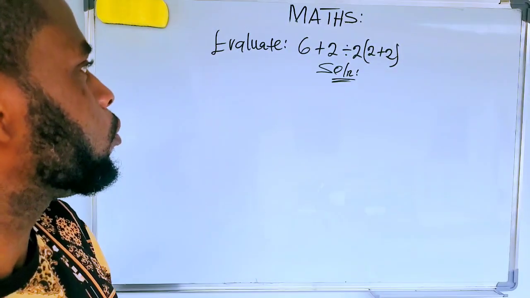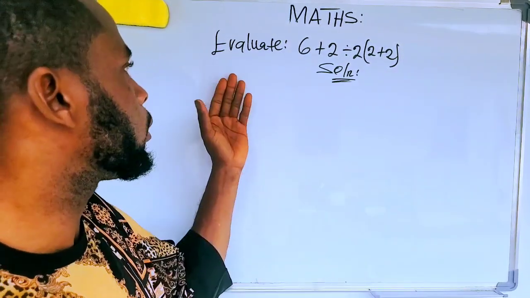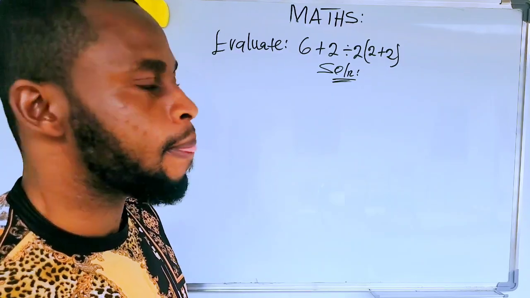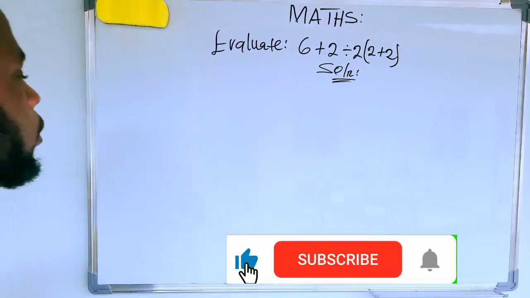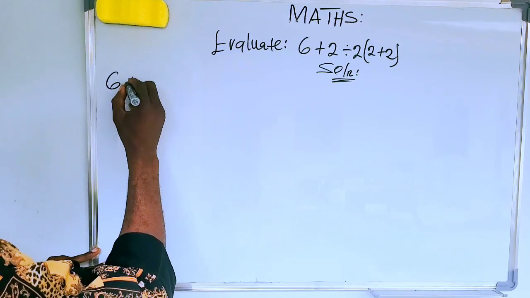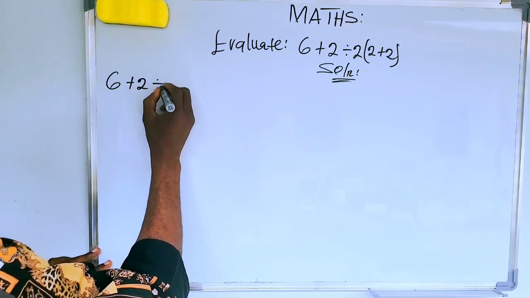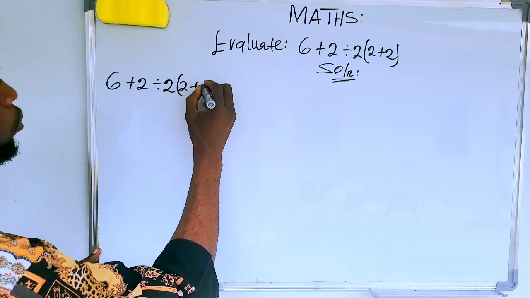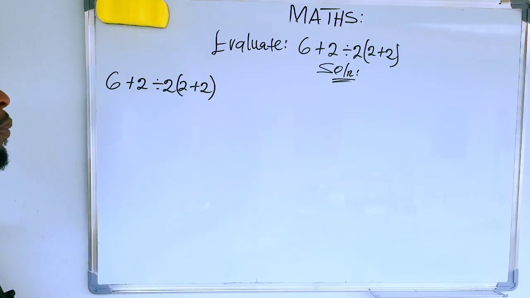In this video, I'm going to teach you how to evaluate this expression right here correctly. Now I come down here with the question. We have this: 6 + 2 ÷ 2 × (2 + 2).